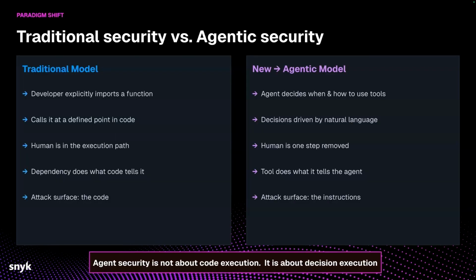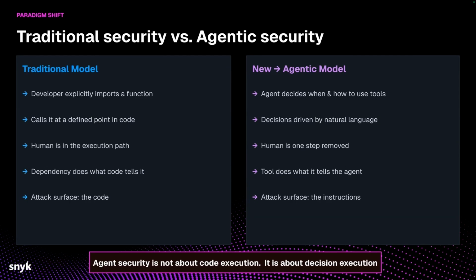So this shows that there's some sort of paradigm shift between the traditional security and the new agentic security. If we're talking about the traditional model, the developer will explicitly import a function. They will invoke a function at certain points in your code base. And the human is still part of the execution path. And the attack surface, as we can consider, would be the code base.